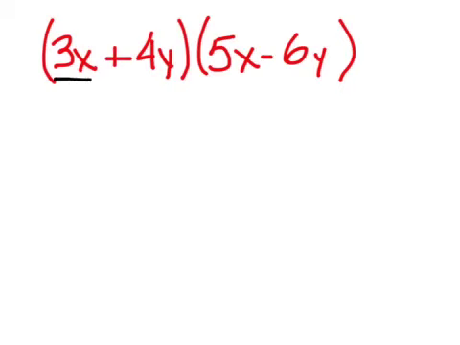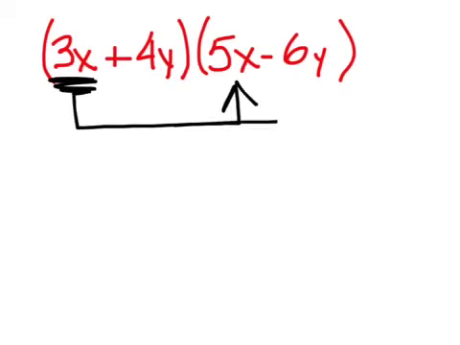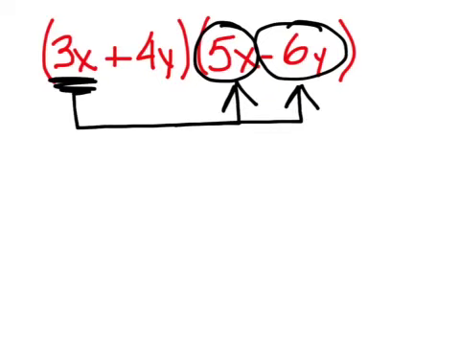For this problem, you start here and you multiply this term by each of these terms, and it includes the sign in front of it. So that one's positive, this one's negative. So 3x times 5x is 15x squared, and 3x times negative 6y is negative 18xy.